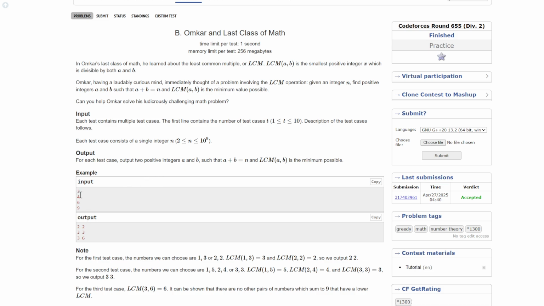So let's say there are three test cases. Basically there are three inputs: 4, 6 and 9. For 4, a and b are 2 and 2 respectively, as 2 plus 2 is 4 and the LCM is minimum among all possible pairs. When you do a dry run for some input, you will realize that you get a pattern, but you are not getting the correct explanation of that.